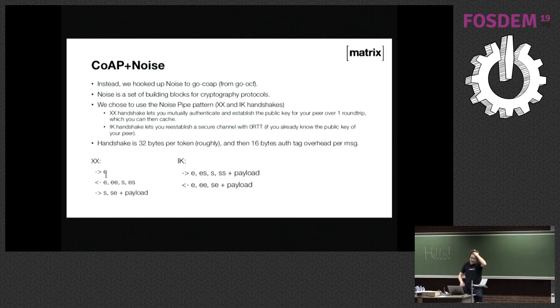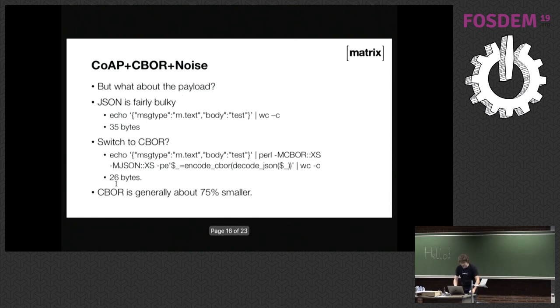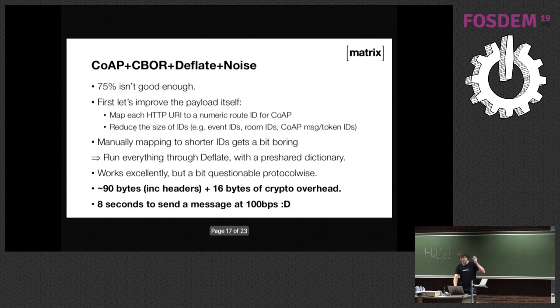And then we use the same thing to cheat with these handshakes and make them look like CoAP headers. So we actually gave them CoAP IDs from unallocated CoAP space so that you are kind of multiplexing the encryption and the CoAP levels. I'm going to speed up a bit. Payload, JSON is about 35 bytes for that. Switch to CBOR binary, you get about 75% smaller, and it actually scales all the way through. Not amazing.